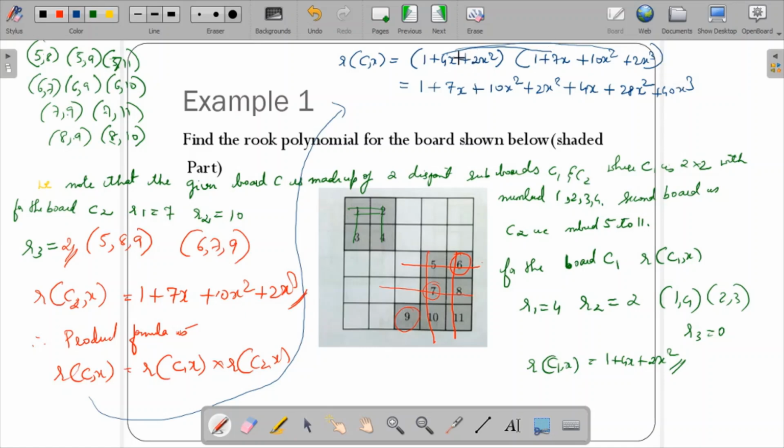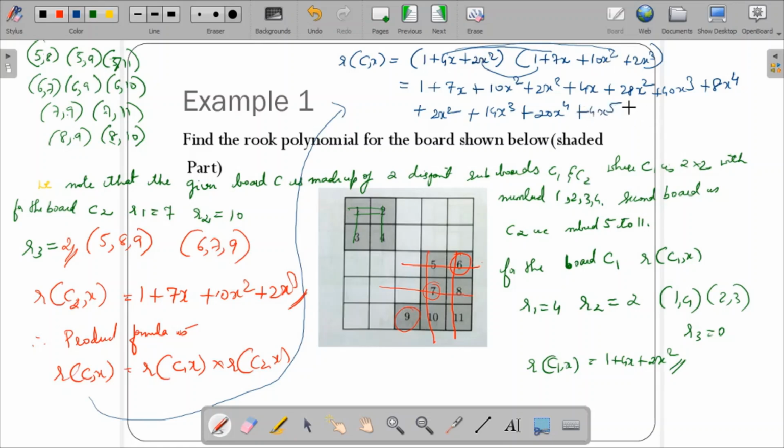Okay, and then again 4x into 2x cube would be 8 x to the power 4. So this I multiplied. Again 2x square is pending, so plus 2x square into 1, next 2x square into 7x, so it would be 14x cube, plus 2x square into 10x square, that would be 20x to the power 4, plus 2 into 2, 4x to the power 5.